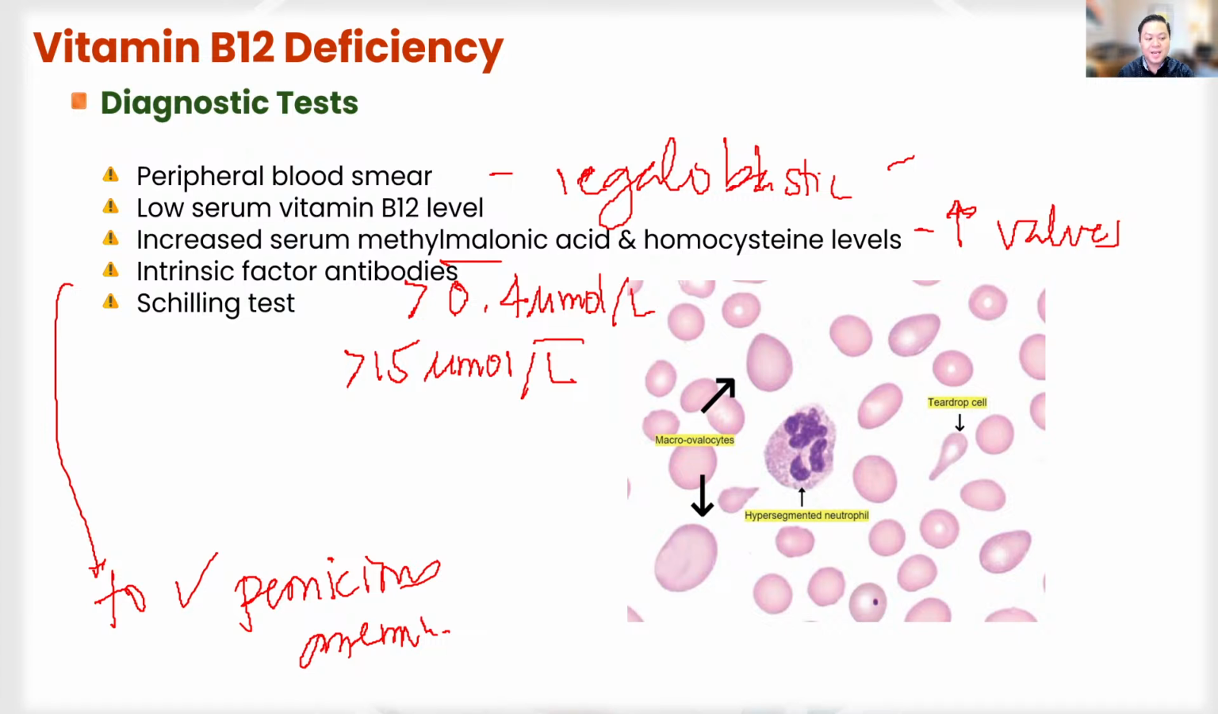Now, if you recall about the Schilling test, if it comes out in the exam, you're probably going to be asked how this procedure is done. And so with this Schilling's test, what they're going to do to the patient is to administer the radioactive B12. Okay, radioactive vitamin B12 administration.